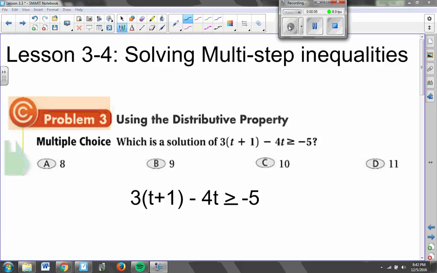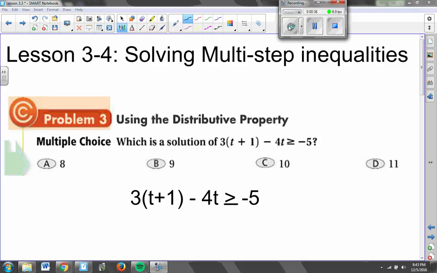Welcome to part 2 of lesson 3-4 on solving multi-step inequalities. In this video, we are going to look at even more complicated inequalities and how we can solve them by combining like terms using the distributive property, and even some special cases where the answer is not really a number or an inequality, but all of our variables disappear. We have to make a different decision.